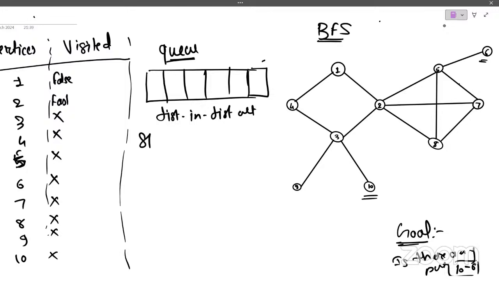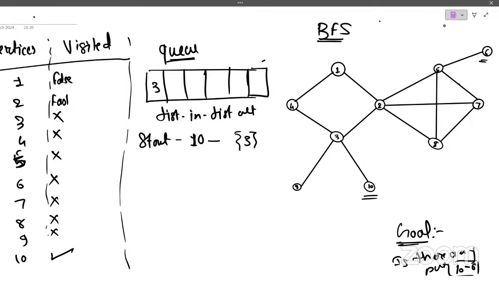First I will start with 10. Now I am visiting 10, so the visited value of 10 becomes true. What are the neighbors of 10? Only 3 is a neighbor of 10. So I'll write 3 in my queue. I take 10 here and observe that 3 is its neighbor, so I remove 10 from my queue and write down 3.